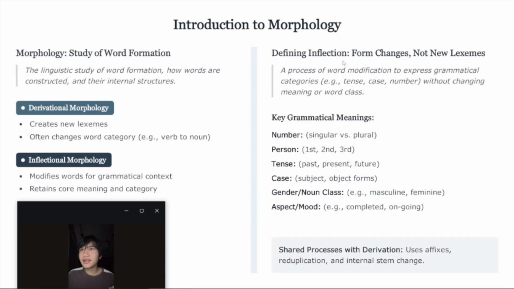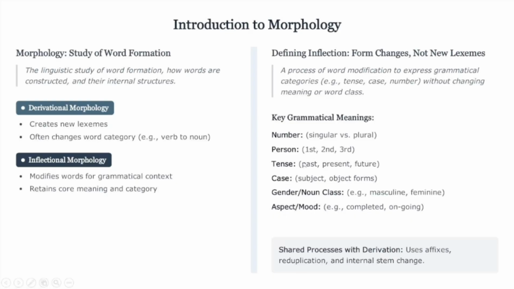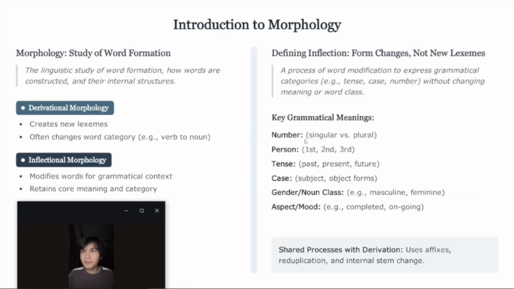It's quite easy, and it is already explained here. As you can see, inflection is a process of word modification to express grammatical categories. It modifies grammar, while derivation changes the whole meaning and creates a new word. Those inflectional categories can change the number, the person, the tense, the case, the gender or noun class, and the aspect or mood. A suffix that changes only the grammar, not the entire meaning, is what makes inflection.